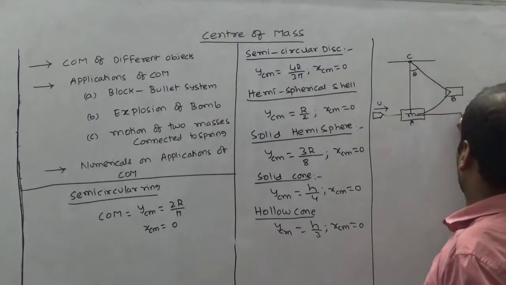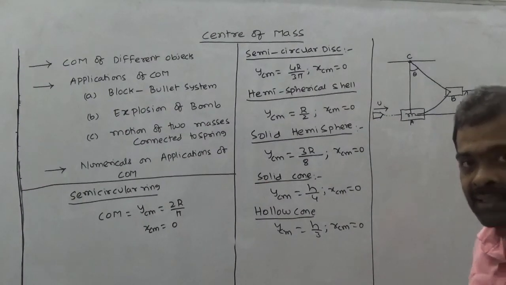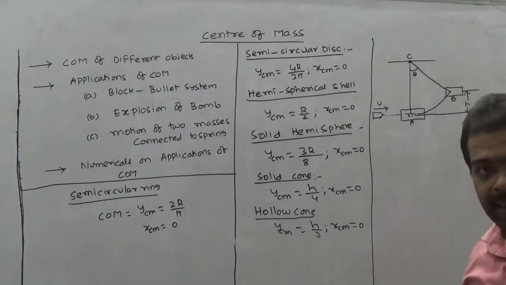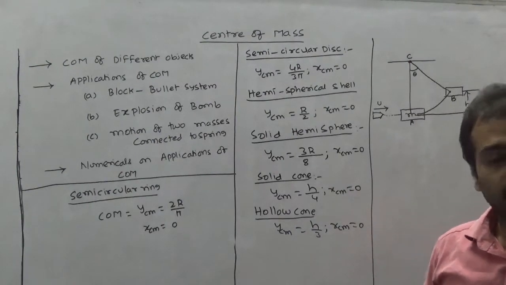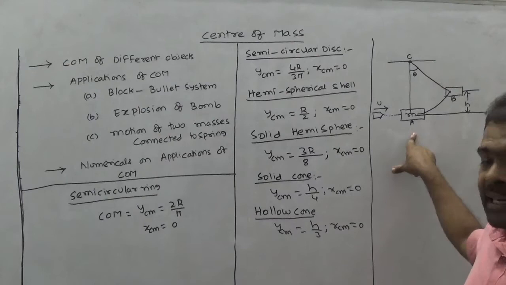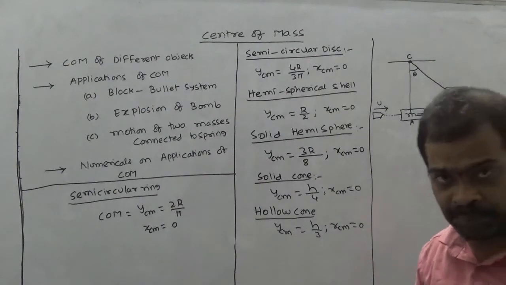Such that the block is raised to a height h. As the block moves from mean position to extreme position, the velocity will decrease, such that the decrease in the kinetic energy is equal to the increase in the potential energy.